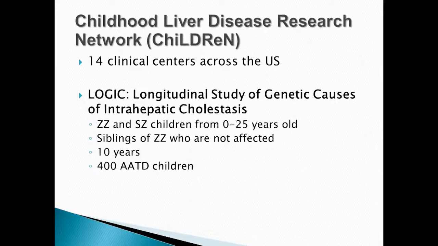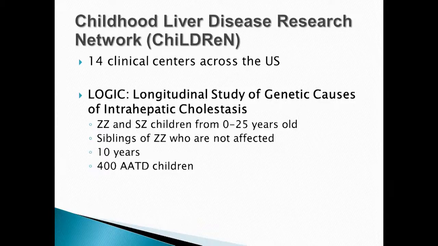So this study actually was just published in the last year. It's part of a very large network because, as you know, Alpha-1 antitrypsin is not too common. And so this study called the LOGIC study, which is longitudinal study of genetic causes of intrahepatic cholestasis. So LOGIC is much easier to say than that. The goal of this, because children often present with cholestatic liver disease, which we don't see in adults, they want to enroll and follow and just describe what happens to children.